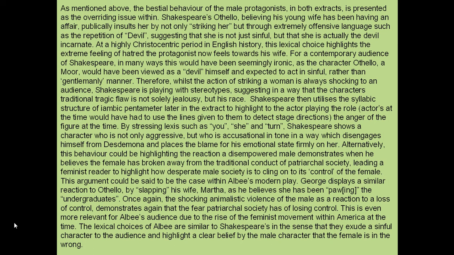Therefore, whilst the action of striking a woman is always shocking to an audience, Shakespeare is playing with stereotypes, suggesting in a way that the character's traditional tragic flaw is not solely jealousy, but his race. So notice how I'm linking genre here as well, and making a critical argument.